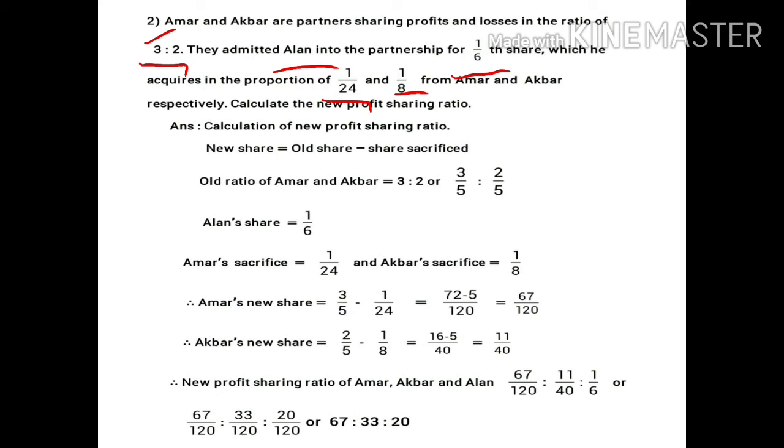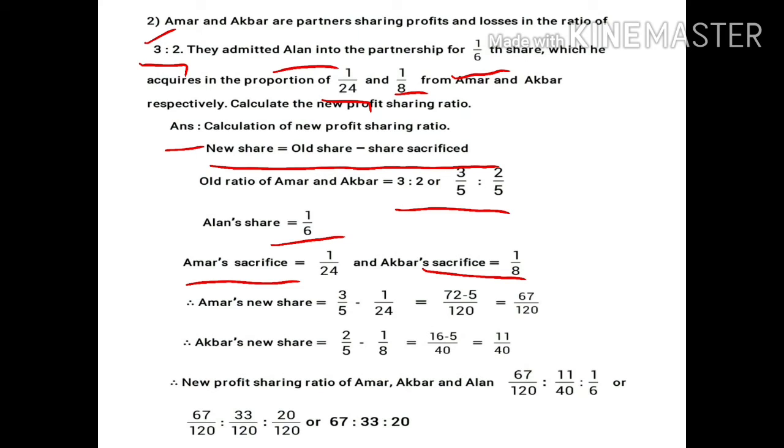That's why we can directly apply the formula old share minus share sacrificed. So write down the calculation of the new profit sharing ratio. Which information is all provided? One, the old share, that information is provided. Next one, Ellen's share. Ellen is the new partner, her share information is given. And the old partners' sacrificed share. How much share the old partners sacrificed while admitting the new partner, that information is also given: 1 by 24 as well as 1 by 8. Using this information, we have to calculate the new profit sharing ratio.